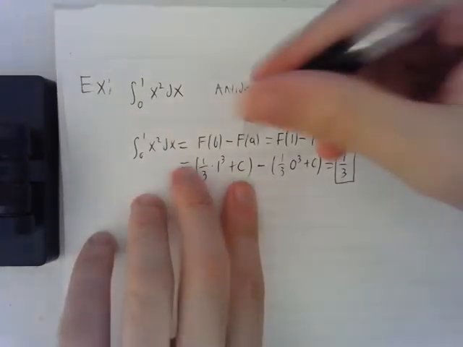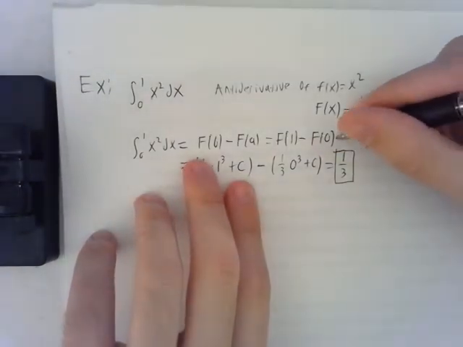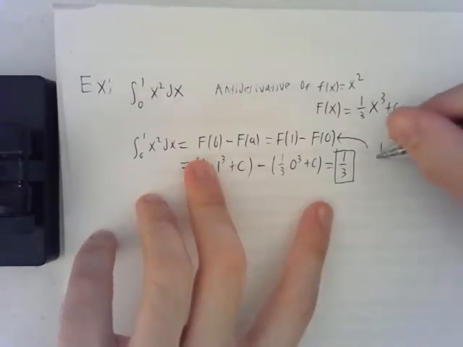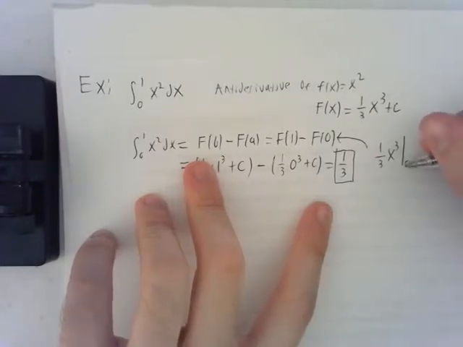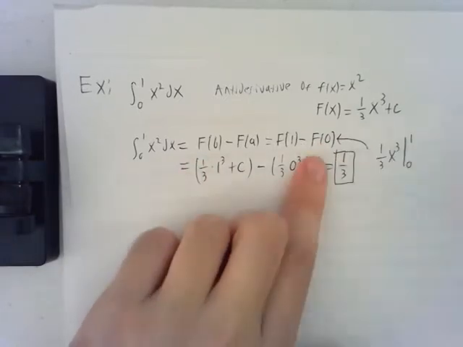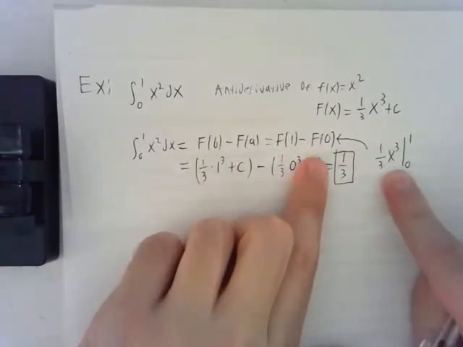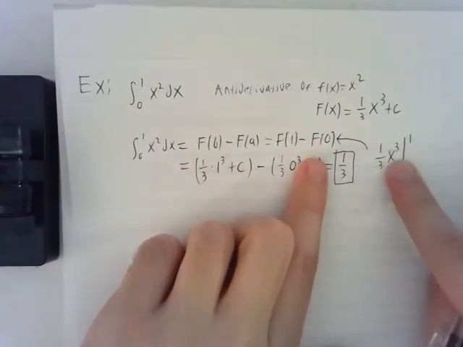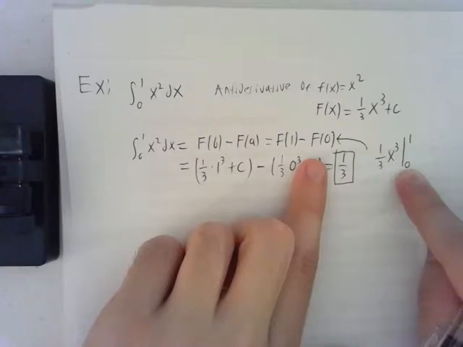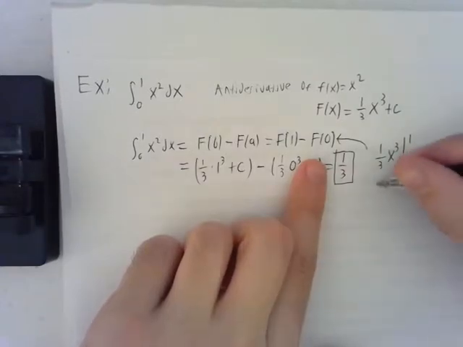By the way, it's common at this step to write something like this to mean exactly, as a shorthand, what I've written here. So if you see this notation, it means take 1/3 x cubed, plug in 1, and then subtract what you get when you plug in 0. You will also often see me write this.